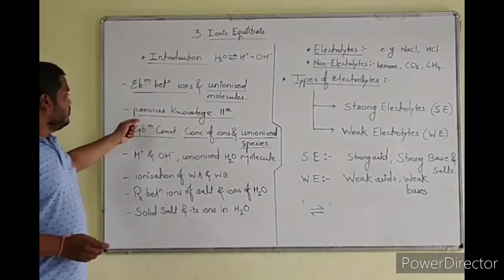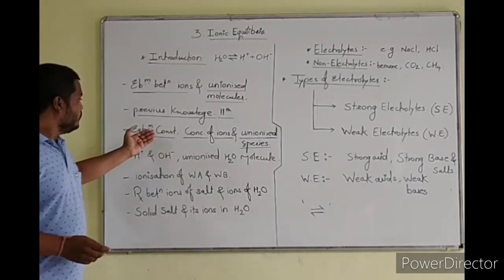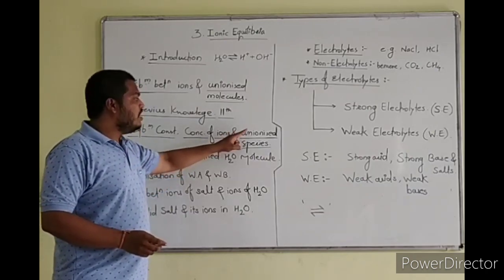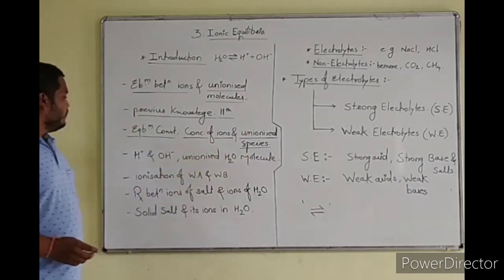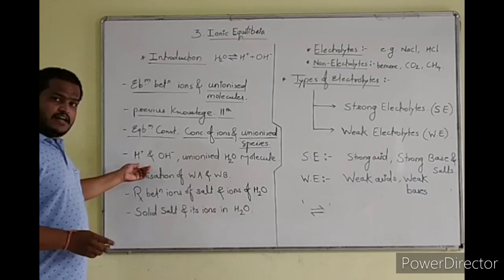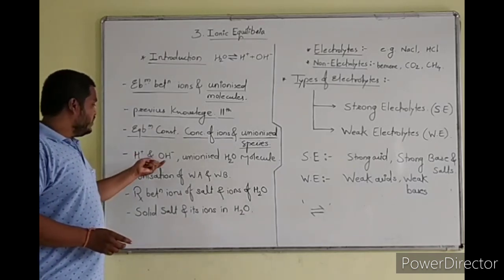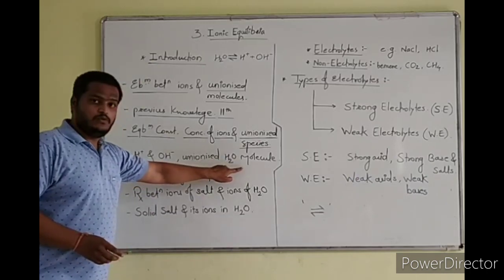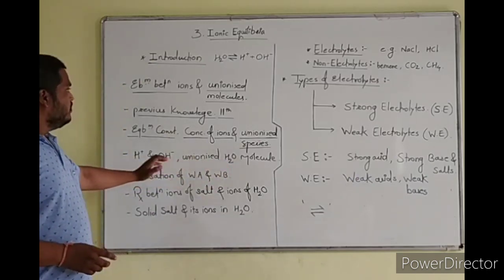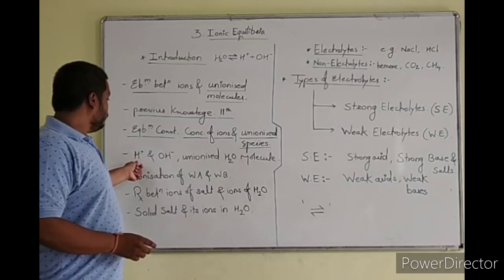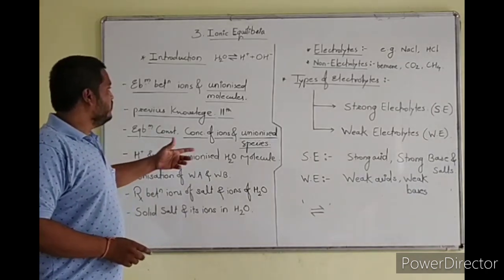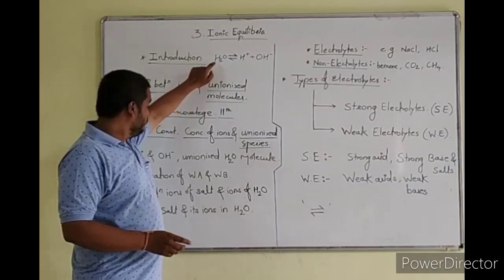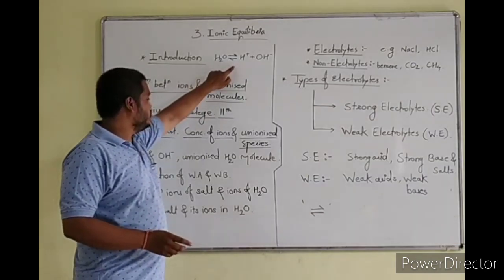Next one is the equilibrium constant, concentration of ions and unionized species. And third one is H plus and OH minus with the unionized water molecule. This point we have to study afterward. So first see this reaction, from which the point of ionization becomes clear.